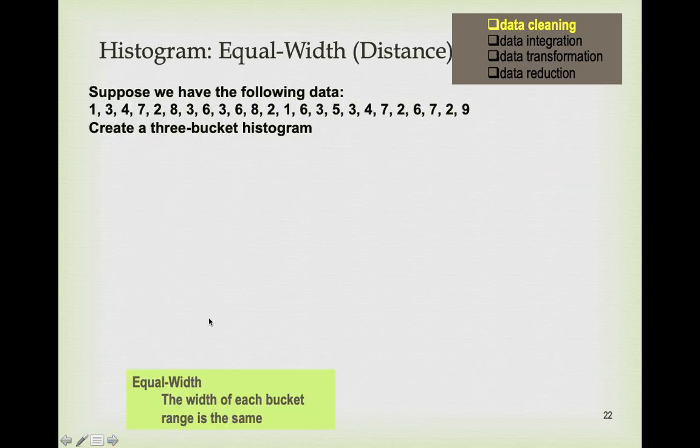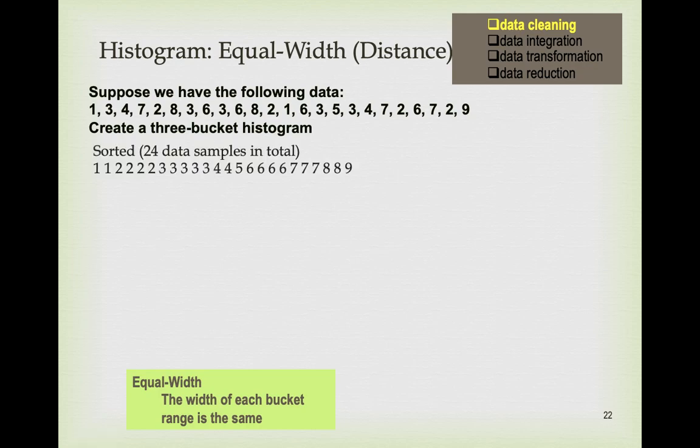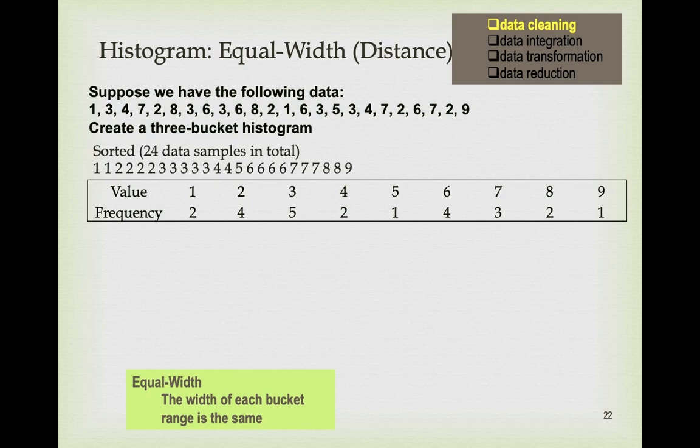Okay, so for equal width or distance, suppose we have the following data. First of all, we need to sort it, 24 data samples in total. So we sort it first: value 1, value 2, value 3, value 4, value 5, value 6, value 7, value 8, and value 9. And then we put in the frequency, how frequently each value appears.